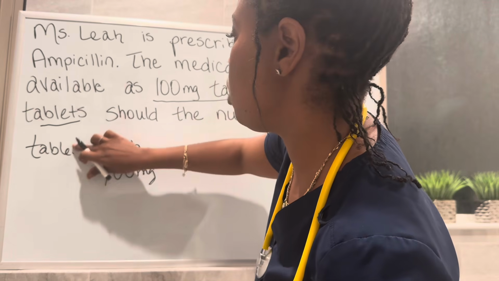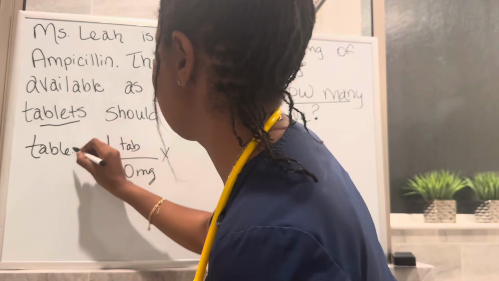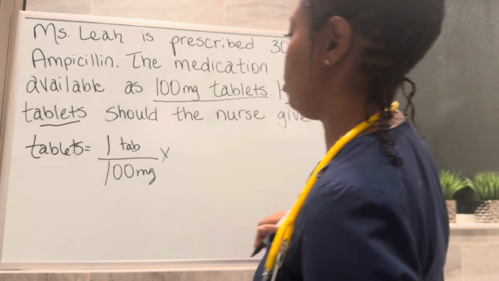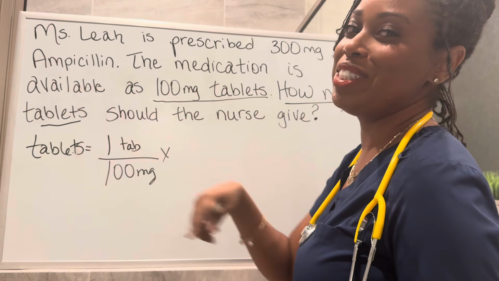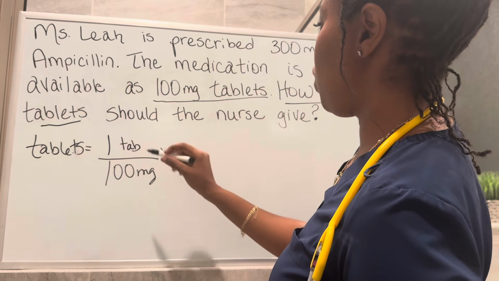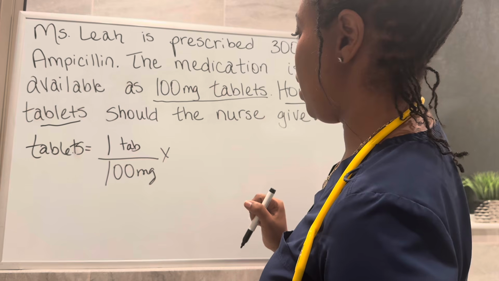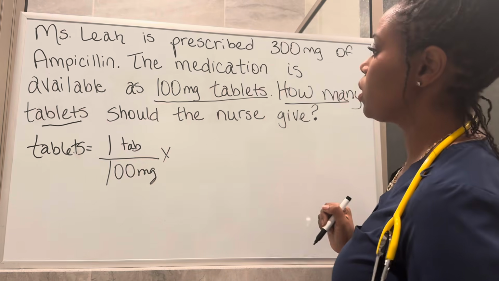Lord, does that say tables? All right, how about we fix that before we go on? Okay, all right, so not tables. We want to make sure that we end with tablets, okay? We don't need no tables here, okay? All right, so I know that I have 1 tab, and that's equivalent to 100 milligrams, okay?